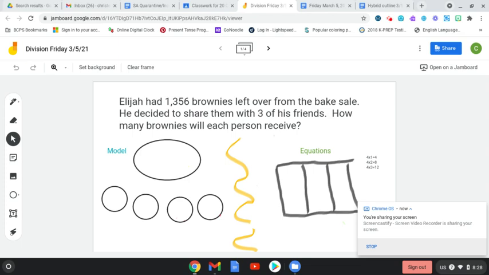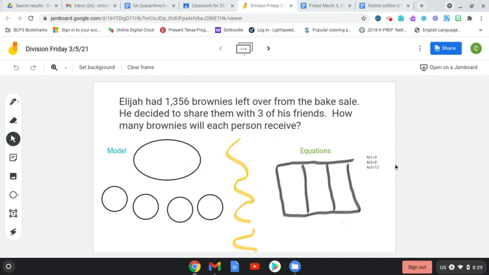Hey guys, I wanted to show you what we're going to do for math today. And this is very similar to what we did yesterday. However, we increased the place value. Okay. So Elijah had 1,356 brownies left over from the bake sale. He decided to share them with 3 friends. How many brownies would each person receive?